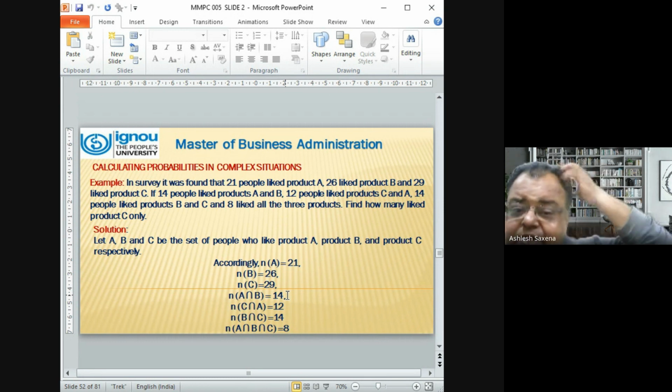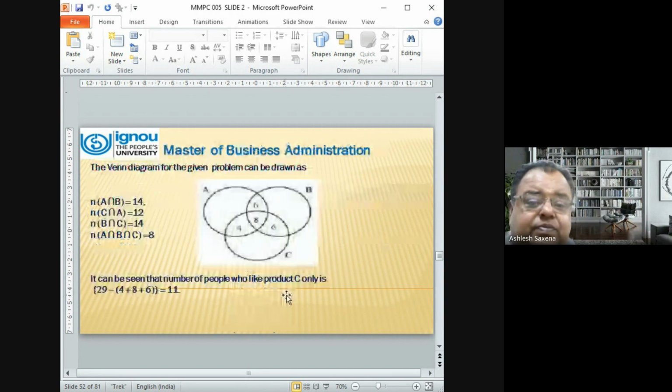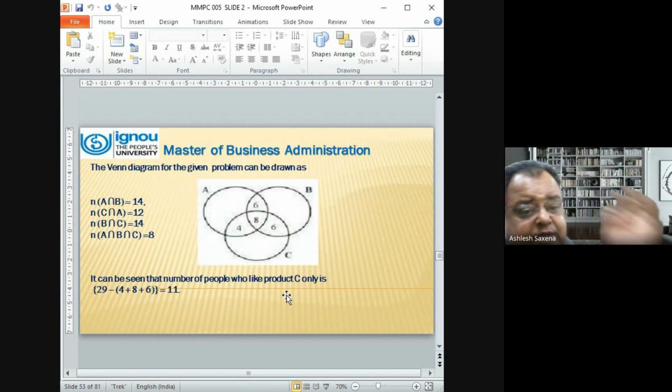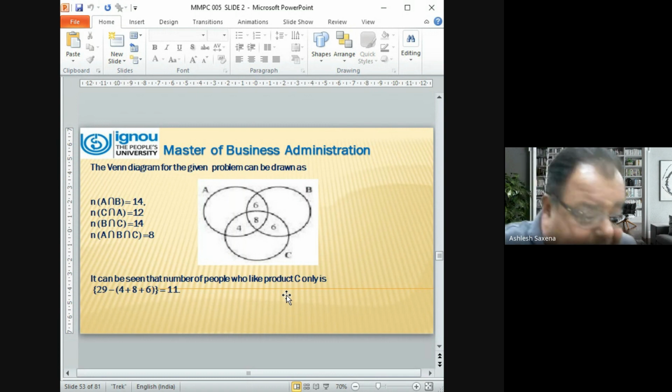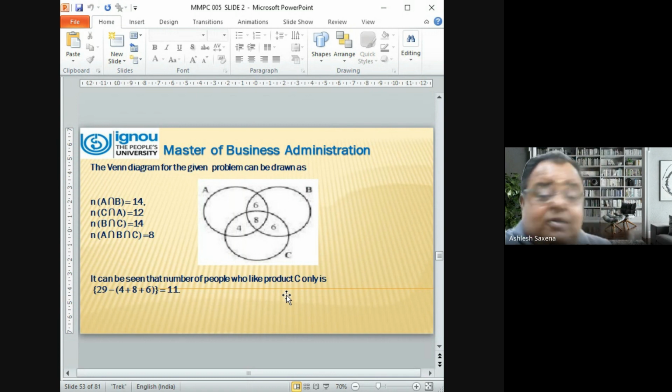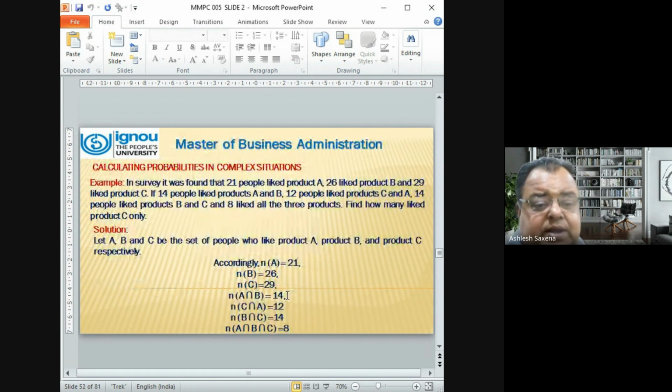Now, I will be drawing a Venn diagram for it. Here it comes. There are three events A, B, and C. They have been marked A, B, C. Now we will see how many are there in A and B. See the right figure very carefully, because that will help you get to the conclusion. I'm not doing any mathematical calculation. I'm just applying the concept. Going back to the problem, A intersection B is 14.